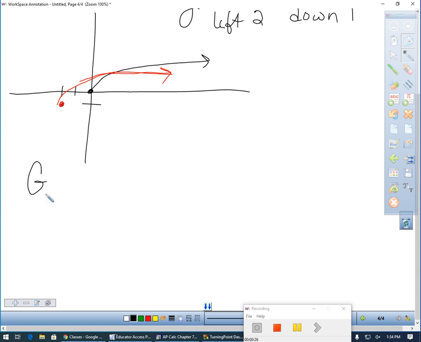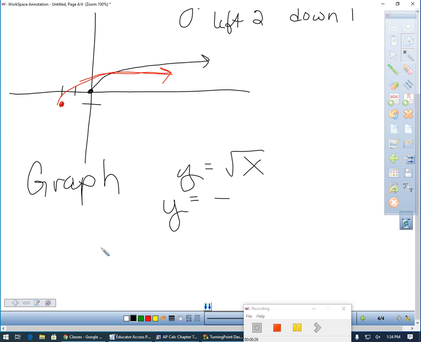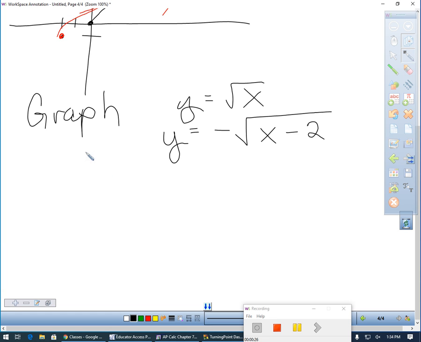I want you to graph, first, y equals the square root of x. And then I want you to graph y equals negative the square root of x minus 2. Alright, so first of all, I'm going to put on here, this is my original graph. Starts at the origin and curves around.